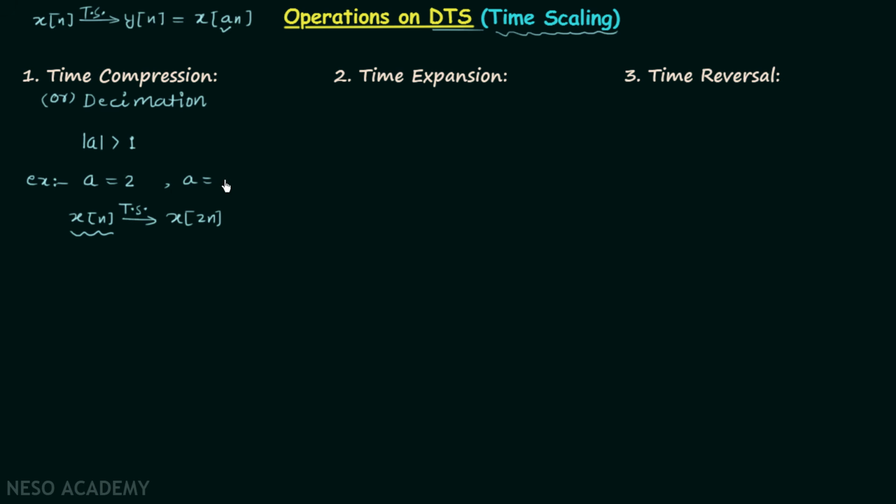Similarly, when we have a equal to -2, again you will find mod of a is equal to 2. So this condition is satisfied. Similarly, you can think about the other cases.